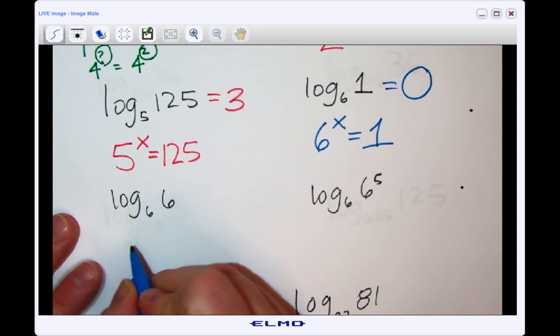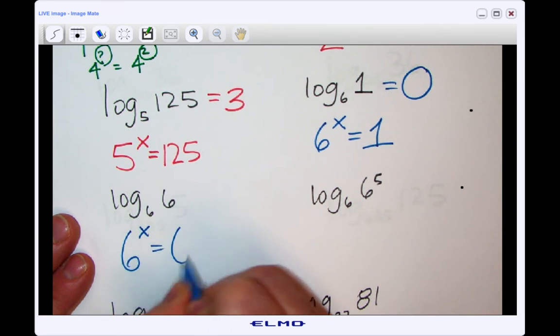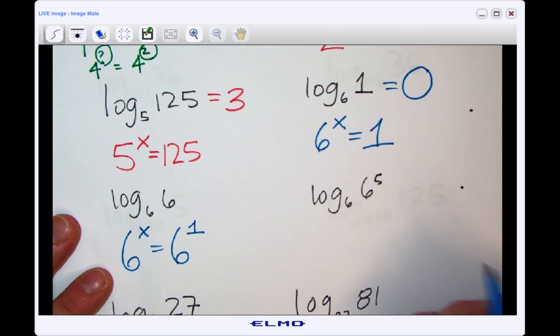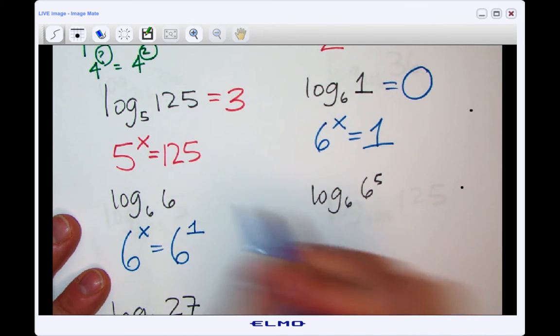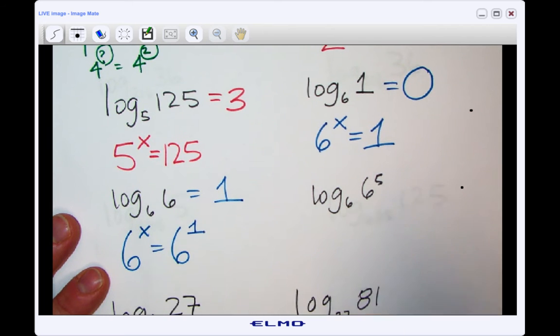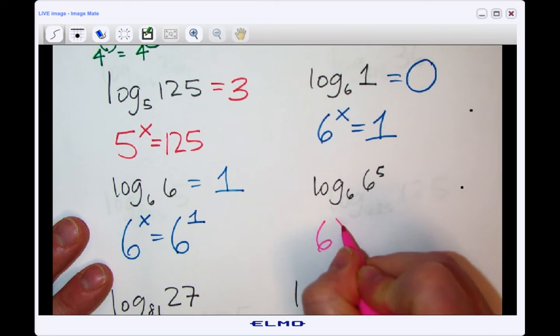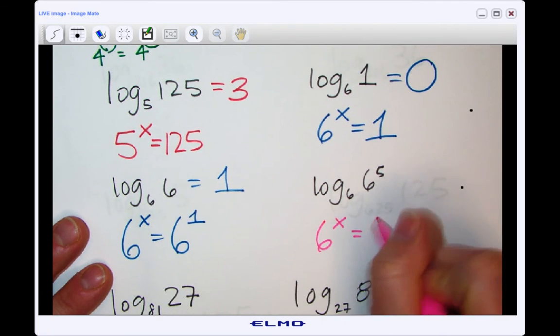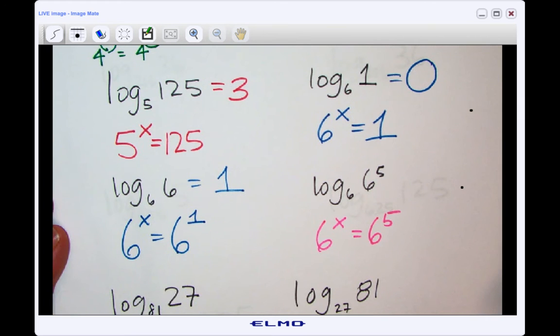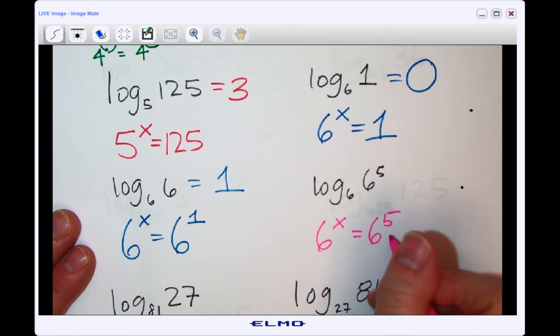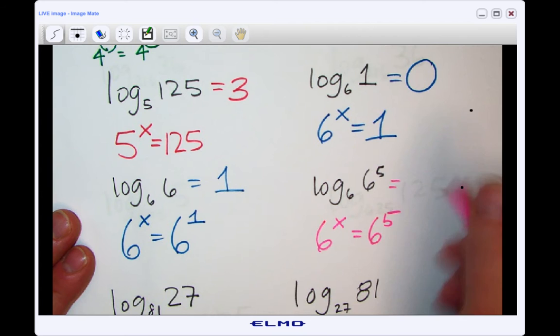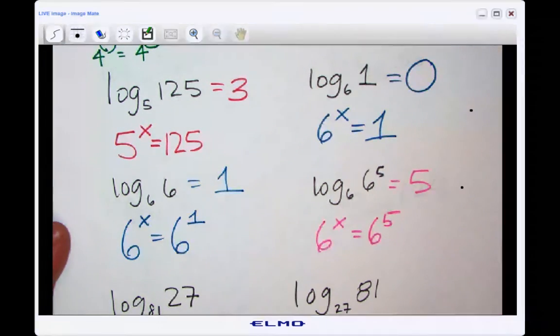Let's look at this one. 6 to the what is equal to 6. Well, clearly that means that it is a 1 because there's a 1 here that we don't usually write. This one is a 1. And how about this guy? We have log base 6 to the what is equal to 6 to the 5th. That's the easiest one so far because the answer is staring us right in the face before we even get started. It's clearly a 5.